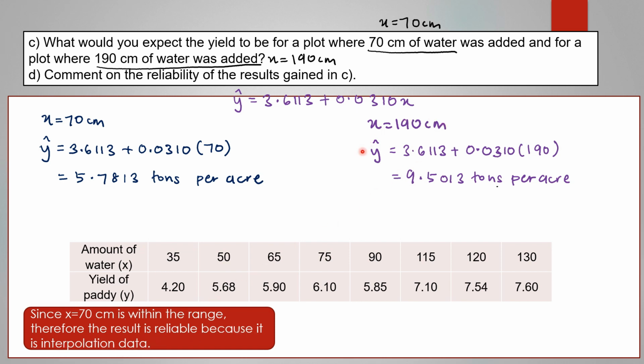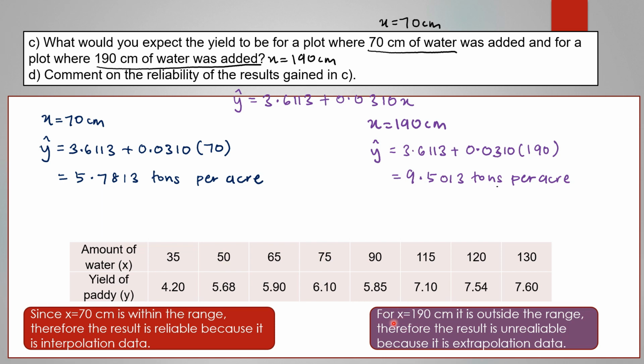Let's look at x equals 190 cm. If you can see, the observed data is between 35 up until 130. So 190 cm will be outside the range. Therefore, the comment on this value of x would be, for x equals 190 cm, it is outside the range. Therefore, the result is unreliable because it is extrapolation data.